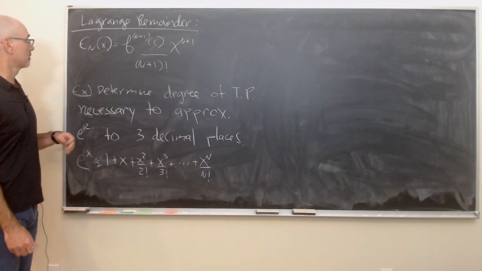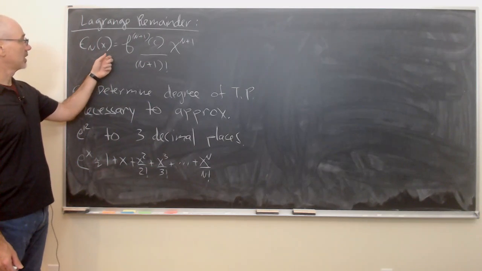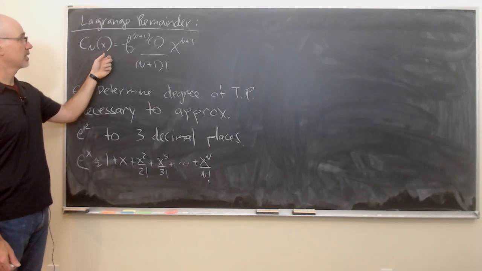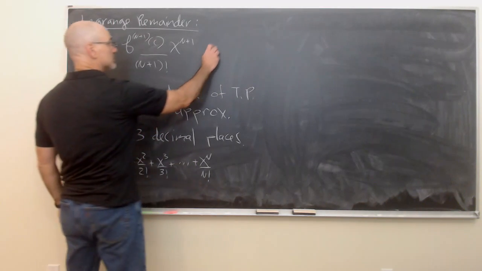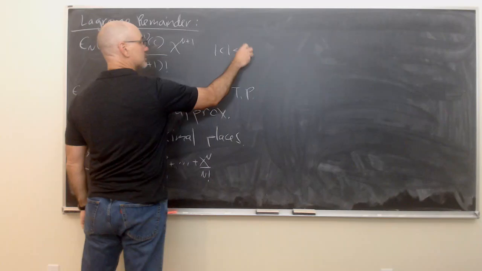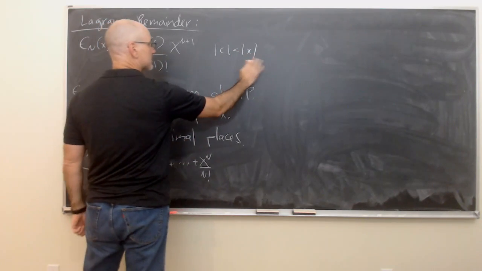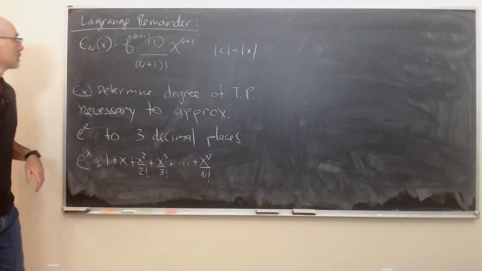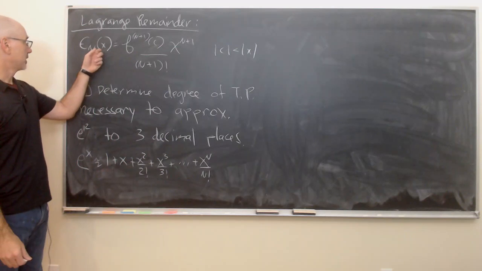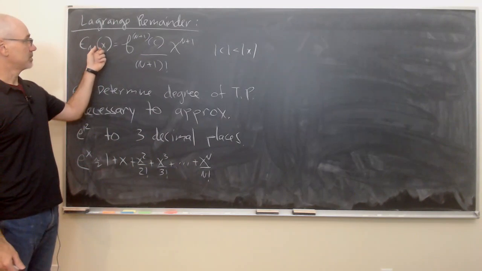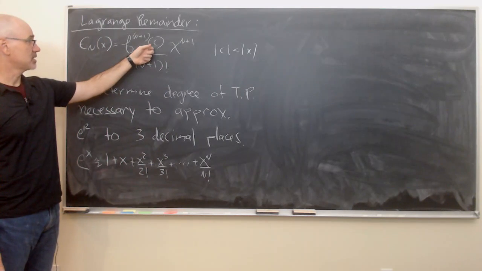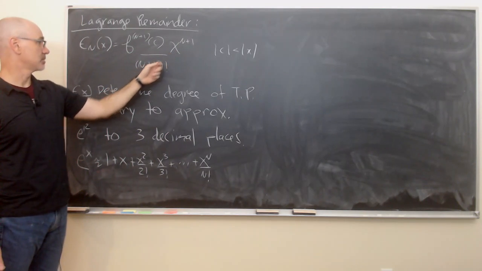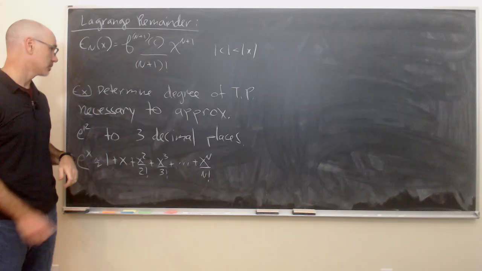So just a quick reminder, here's the Lagrange remainder, courtesy of the Lagrange remainder theorem. This is for some c that's between 0 and x. So the error in a Taylor polynomial approximation can be expressed as the next derivative evaluated at some unknown point c, and then times x to the n plus 1 over n plus 1 factorial.